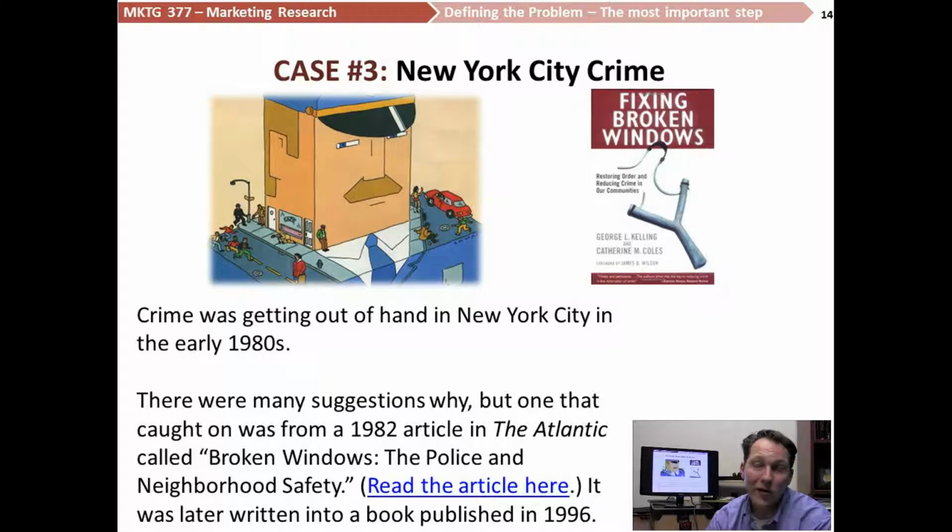If you go into a neighborhood and you see windows that aren't broken on otherwise decrepit buildings, you're going to assume that somebody cares enough to keep those windows fixed up, and therefore you're going to be on better behavior because you're going to know that somebody in that neighborhood cares. That's the idea of the broken window argument.